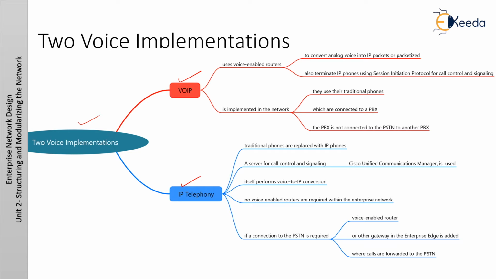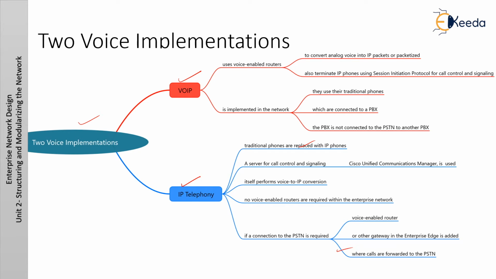IP telephony. For IP telephony, traditional phones are replaced with IP phones. A server for call control and signaling such as Cisco Unified Communication Manager is used, and the IP phones itself perform voice to IP conversion, and no voice enabled routers are required within the enterprise network. However, if a connection to the PSTN is required, a voice-enabled router or other gateway in the enterprise edge is added where calls are forwarded to PSTN.